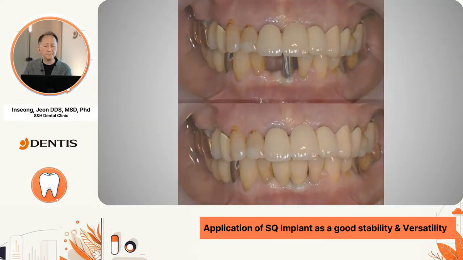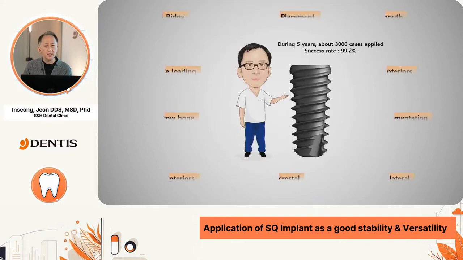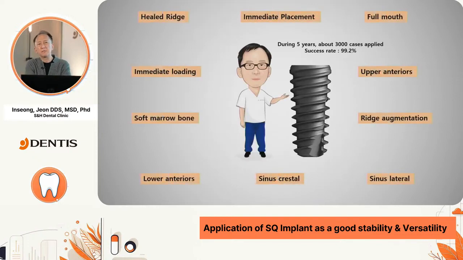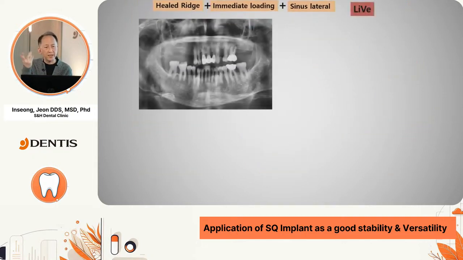Like this manner. Okay, this is my recommendation from the normal bone to the sinus area. This SQ implant can cover every area, anytime, any area. That means it is very universal, very, very versatile. Okay, let's check: healed ridge area, immediate loading, sinus surgery. If it is okay, this SQ implant is predictable here.